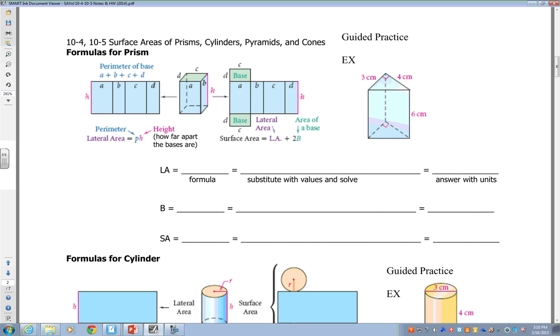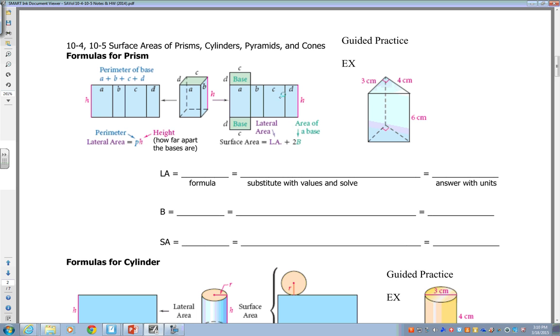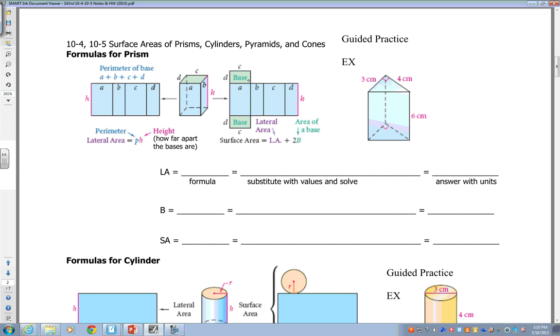So also, the height, whenever I give you the net, is the distance between the bases. Because sometimes I might give you a net, sometimes I might give you the three-dimensional shape. So the height is how far apart the bases are. And then to find your total surface area, you take the lateral area plus the area of the two bases. That's why it's 2B here. Okay, so we're going to use that formula relationship to find the surface area of this prism.